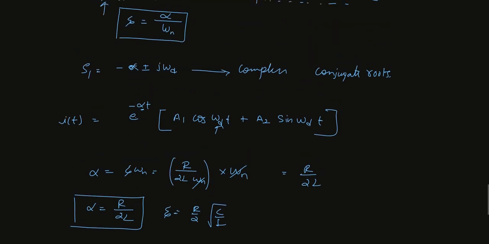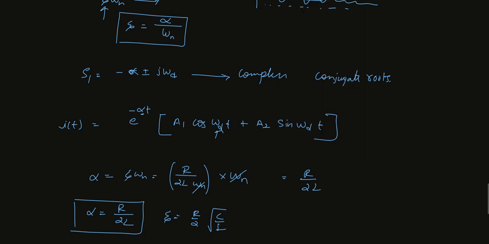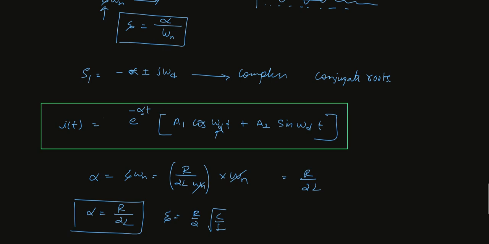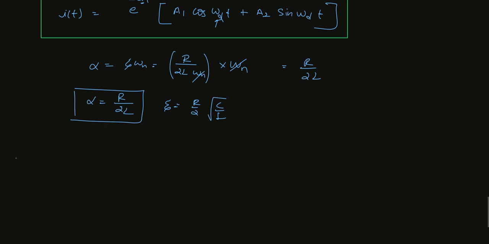Okay, and the most important equation is this current equation. This is very important for the underdamped system. Okay, now let us see case 2, that is the critically damped system, where zeta is equal to 1.